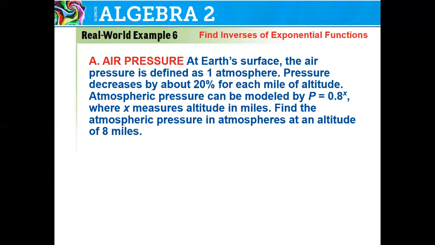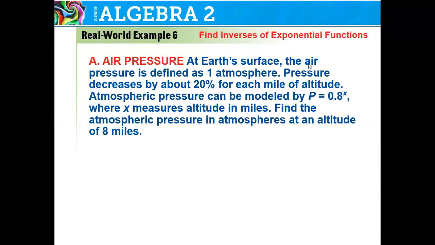Okay, moving on to a real world example, which is example 6. At Earth's surface, the air pressure is defined as 1 atmosphere. Pressure decreases by about 20% for each mile of altitude. Atmospheric pressure can be modeled by P equals 0.8 to the x, where x measures altitude in miles. And we need to find the atmospheric pressure in atmospheres at an altitude of 8 miles.